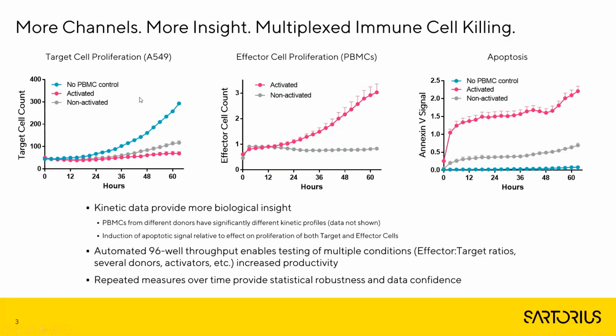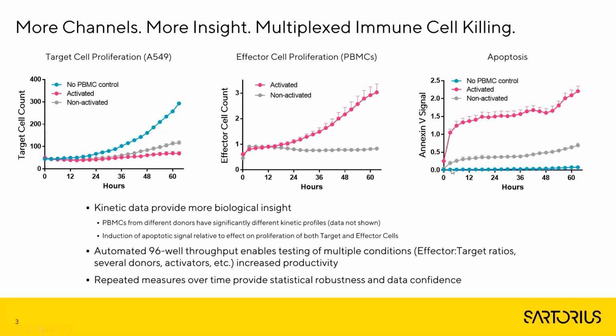In the presence of activated PBMCs, you see that there's a dramatic reduction of those target cells. And interestingly, in this culture, we found that even in the presence of non-activated PBMCs, we saw a reduction in the number of target cells within the culture. This is kind of an interesting observation for us, and a lot of the time it depends on the donor from which we get the PBMCs. It also depends on the target cells, but an observation nonetheless. In the middle of the graph here, we're showing the proliferation of those PBMCs over time, those effector cell populations. And on the right-hand side, we see the induction of the Annexin-5 signal of the target cells.